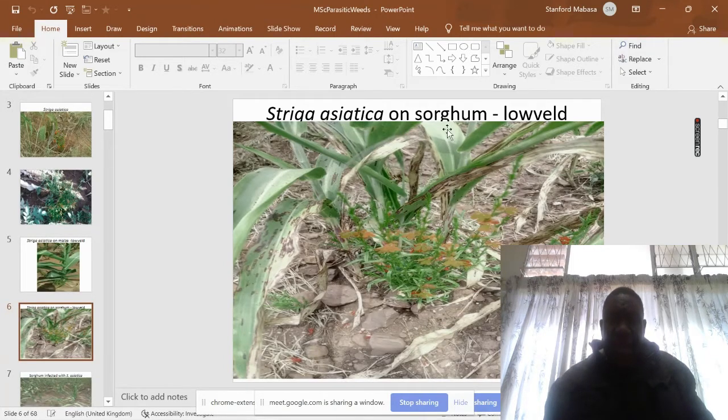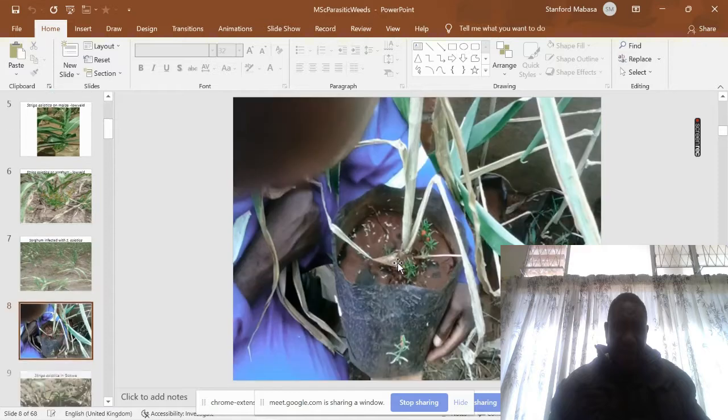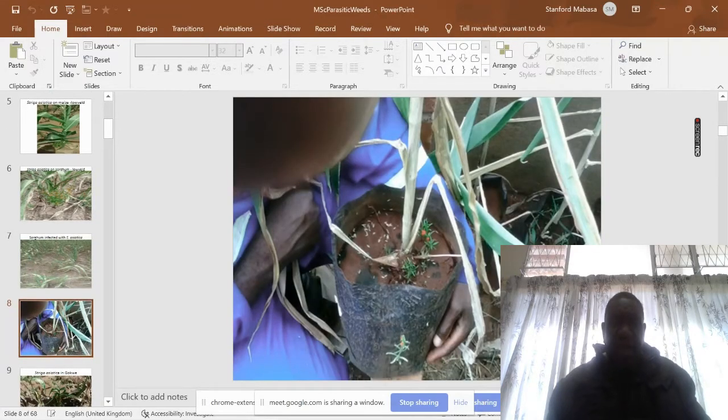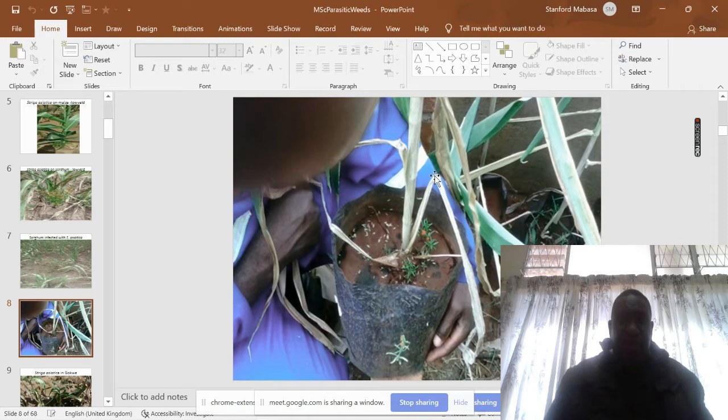Again, this is Striga asiatica on sorghum. This is the plant with the red flowers. This is in the low veld. Again, sorghum infected with the Striga asiatica. This is the low veld area. Now, sometimes we can use polythene bags to grow striga when we are screening. In this case, we're screening maize varieties for tolerance to striga.